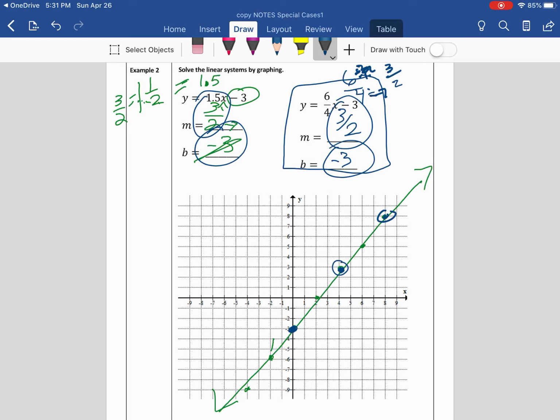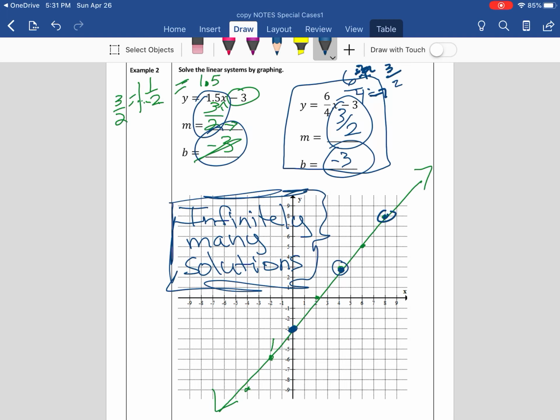So to be completely finished, you would write infinitely many solutions. All right, so that one is done. One line on the graph, infinitely many solutions, because they are the same line.